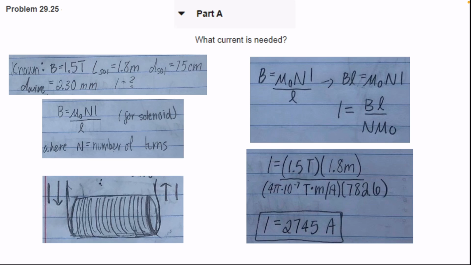So all you have to do is plug in the numbers, remembering to check all your units. And for this part, I'm pretty sure all the units are good. We get a total of 2,745 amperes of current that are going to be in this solenoid in order to have a magnetic field strength of 1.5 Tesla. And once again, that magnetic field strength is inside of the coil, I'm fairly sure.